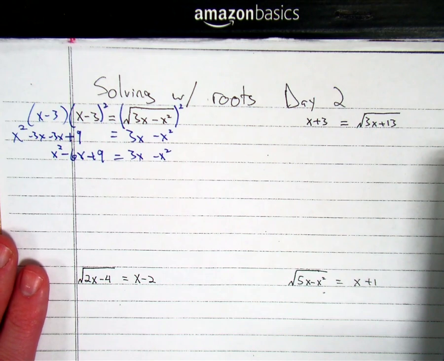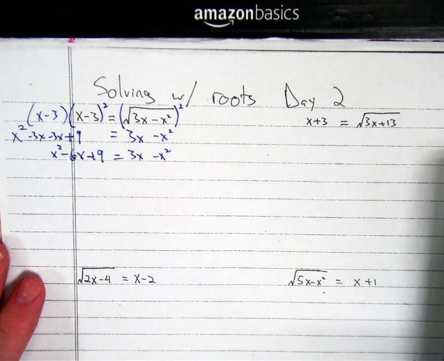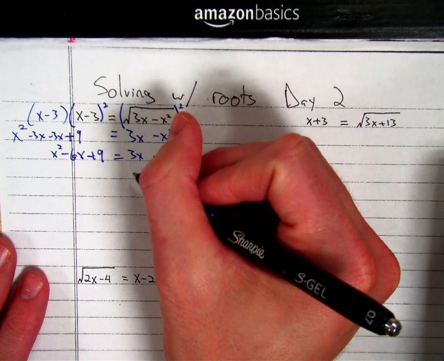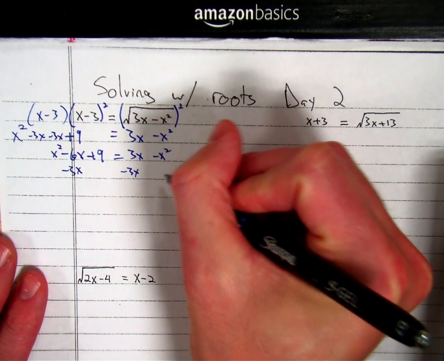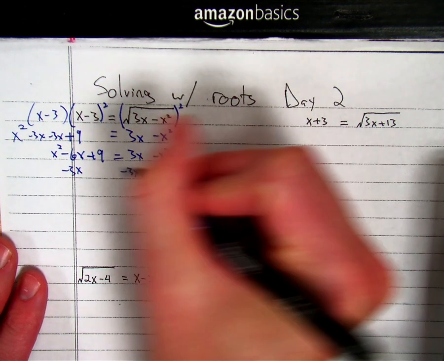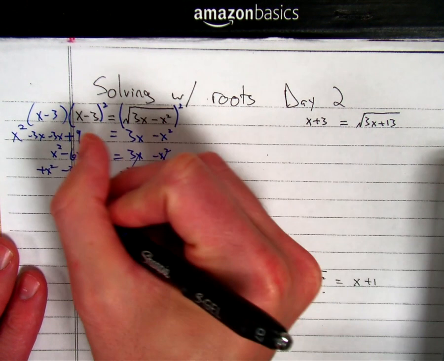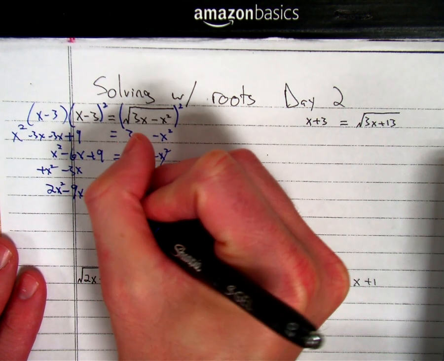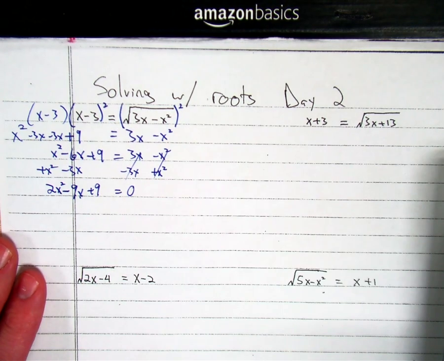So a little bit nicer than yesterday's hard problem. So we're going to move everything to one side. Okay, we're going to minus 3x, and then we're going to add x squared. 2x squared minus 9x plus 9 equals 0. And now we're going to factor.